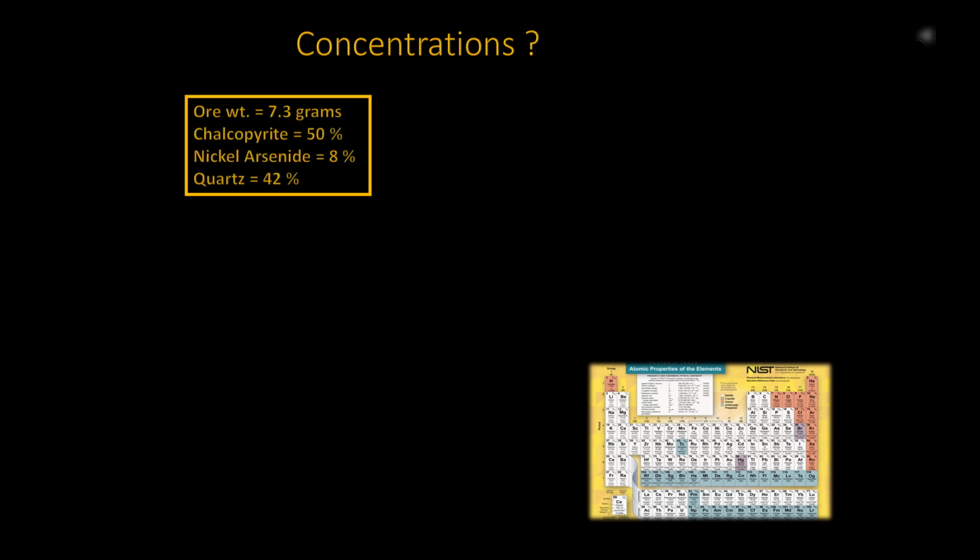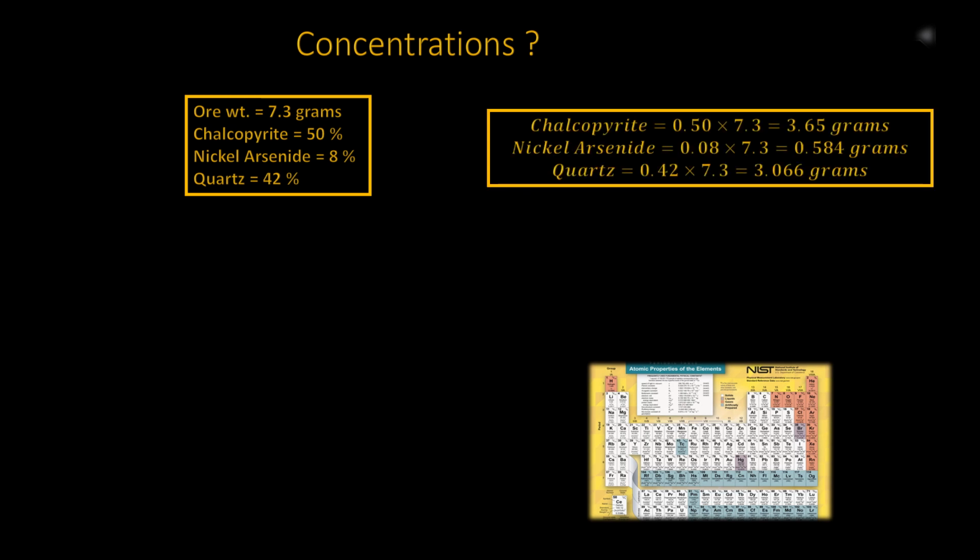Before moving on to step 4 of the charge table, all our calculations are based on molecular and molar weights, as well as the physical weights consisting of the ore or sample. This requires a conversion to grams. This case example shows that the chalcopyrite was 50% in concentration, nickel arsenide at 8% and quartz at 42%. This equated to 3.65 grams of chalcopyrite, 0.584 grams of nickel arsenide, and 3.066 grams of quartz.